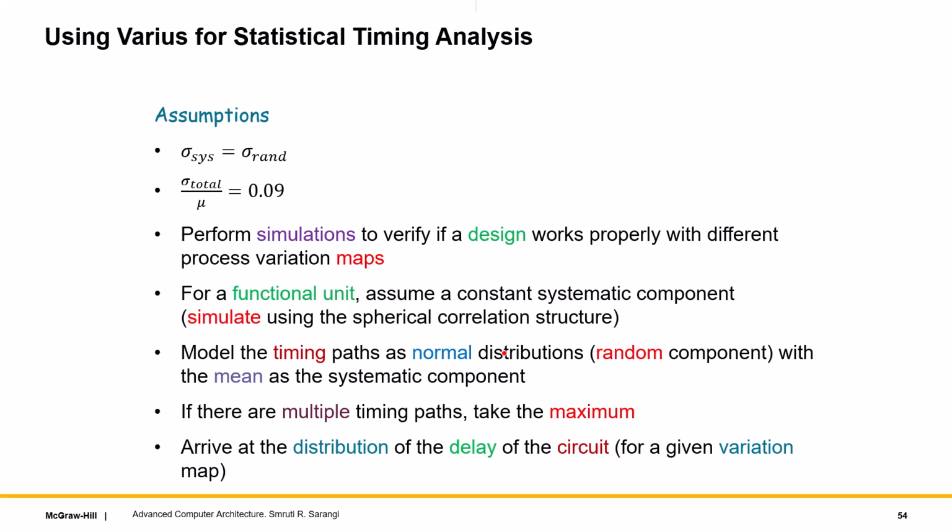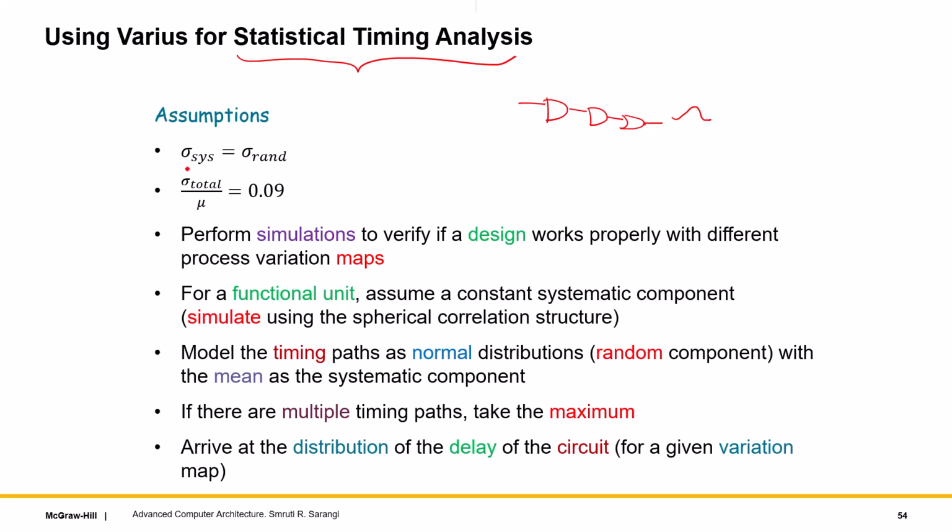So how would you use VARIUS for statistical timing analysis? So mind you, we are introducing this term for the first time. This is very different from static timing analysis. It is statistical timing analysis. The reason being that, let's say I have a sequence of gates like this, I really don't know how long a gate will take, right? It depends upon its systematic variation component, random variation component. But whatever is the delay, we can come up with some distribution of the delay.